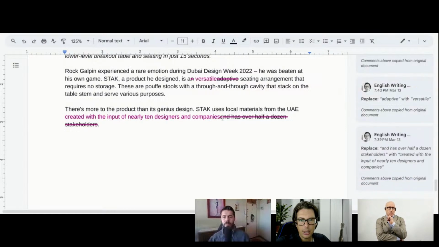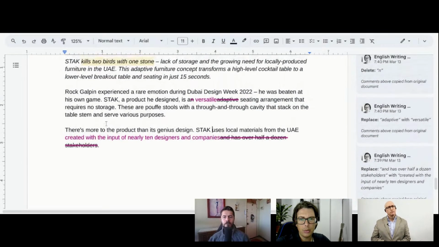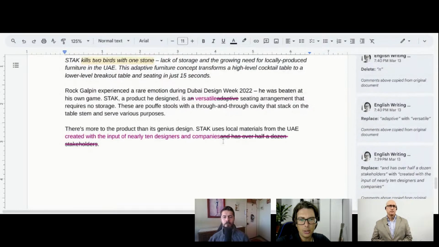And finally, this last sentence has over half a dozen stakeholders. It's this word stakeholders that I find so B2B and so bland. Just think about who would identify with the word stakeholder? Who would say, yes, that's me, or I would put myself in that category? It is this general word that we use to describe all the people involved in doing something. But could it be better to use those terms like designers, companies? So that's why I decided to change that.